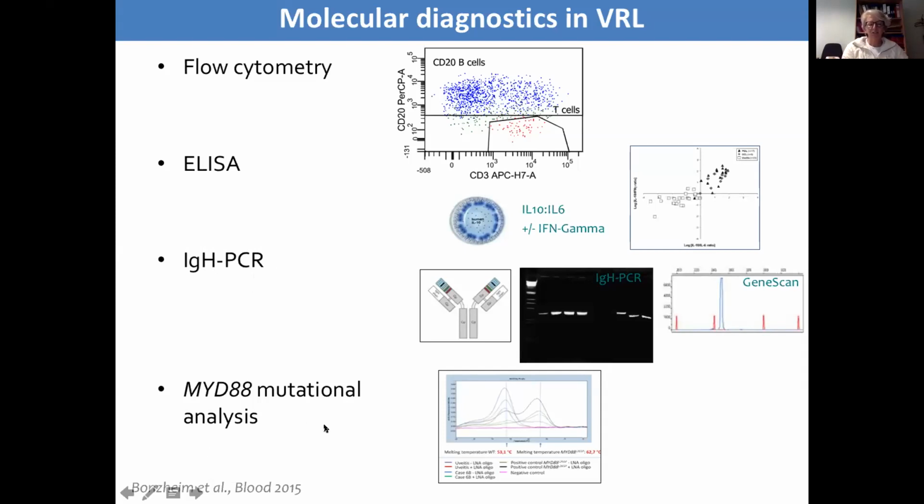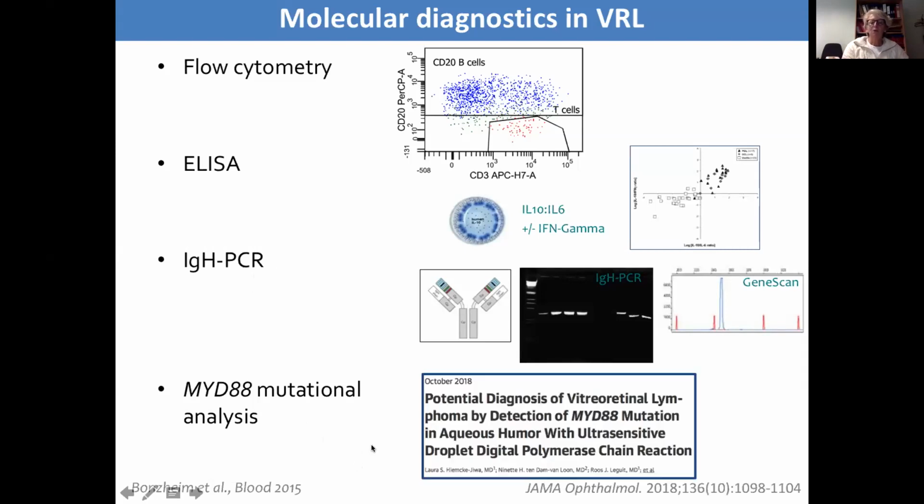And this was first described in 2015. More recently, people have also applied this MYD88 analysis looking at aqueous humour samples. So these are tiny samples, less than 1 milliliter in volume.